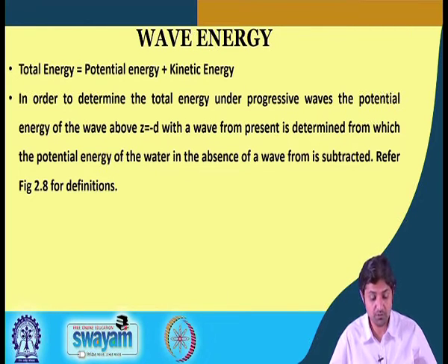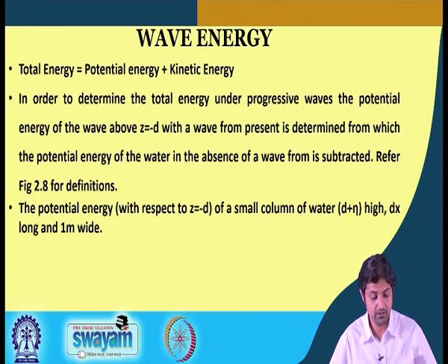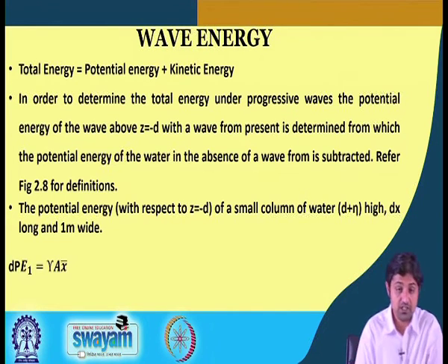So, how do we determine the total energy in a progressive wave? We determine the total energy of the wave and we subtract from it the potential energy of the water in the absence of the wave. So, we get the energy in presence of waves only. So, the potential energy with respect to z equal to minus d of a small column of water of height d plus eta, dx long and 1 meter wide can be written as follows.